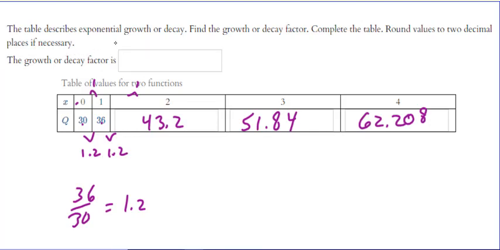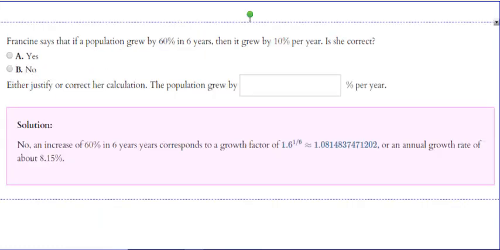Now the growth or decay factor is 1.2. It's a growth. The reason it's growth is 30 to 36 went up. If it was going down, like 30 to 25, then that would be decaying. But since the next point was higher than the previous one, it's a growth. If it was lower than the previous one, it'd be a decay. So just kind of notice that. All right.